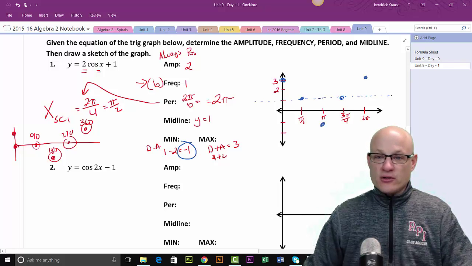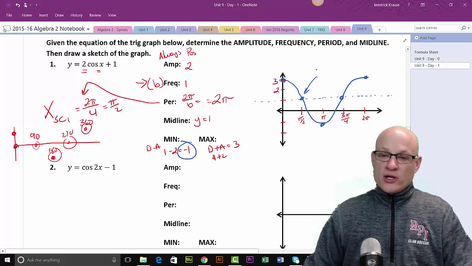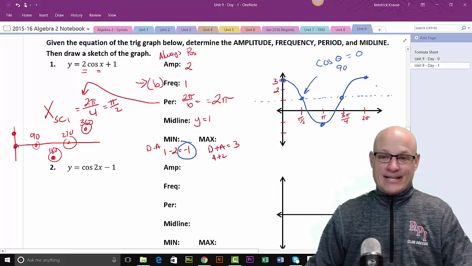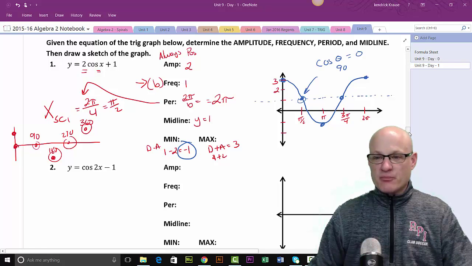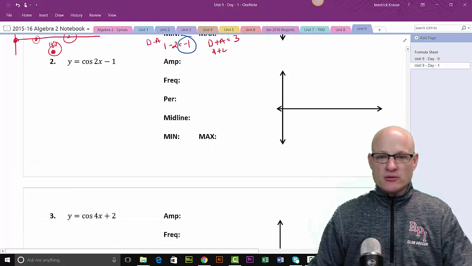Now, don't connect the dots, kids. It's nicely curved, right? Remember, doesn't cosine theta equal 0 at 90 degrees? Yeah, sure does. Now it equals 1 here because it's really cosine plus 1, but we're going to consider this our 0 line, or our midline, just as we've done before. All right, let's keep going.